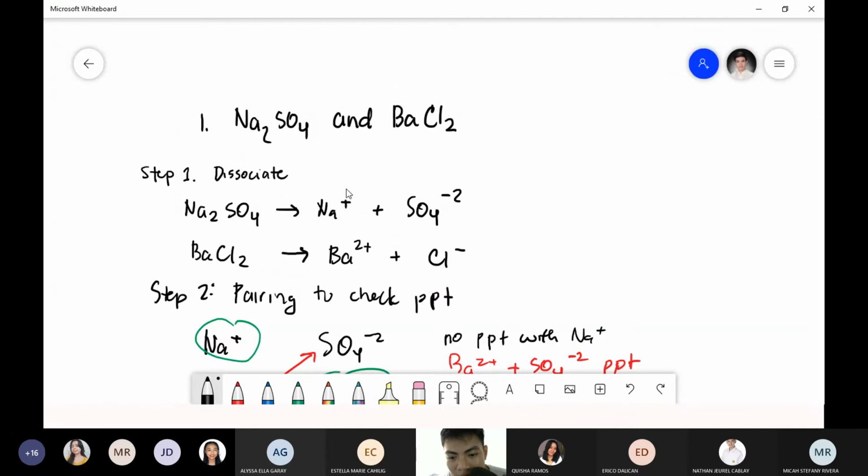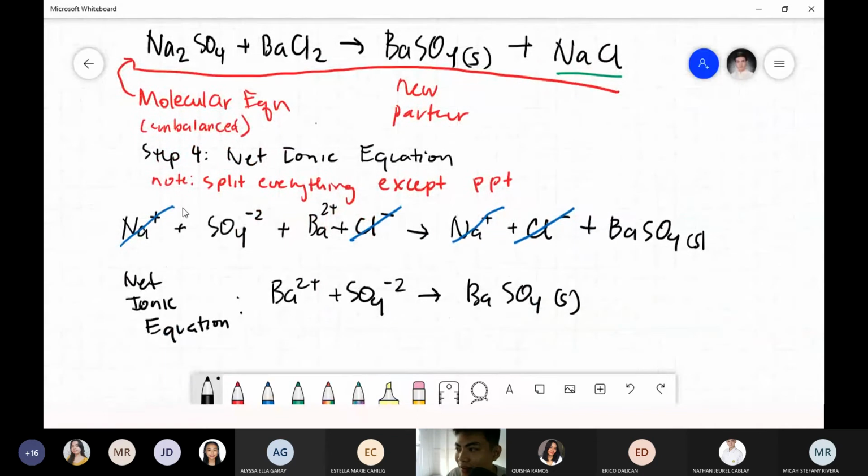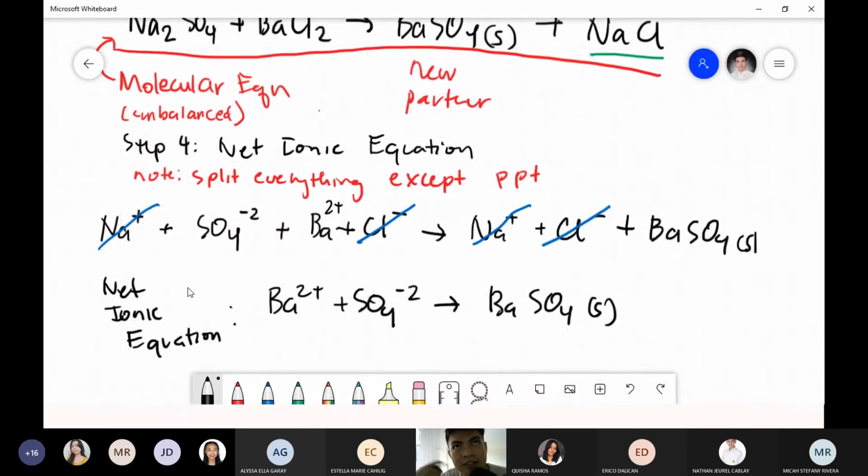Sir, need po ipakita ang canceling. Yes, we need to show it. It is necessary for you to show it. Why? Kasi we have a term for them. Ang tawag natin sa mga kinancel out natin ay spectator ions.